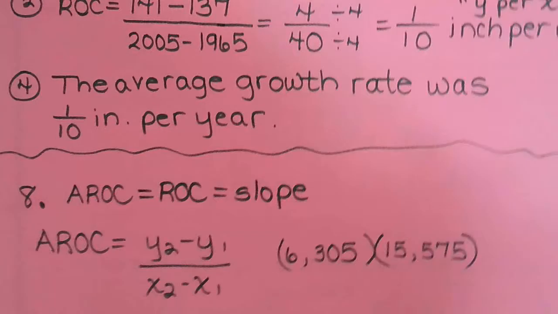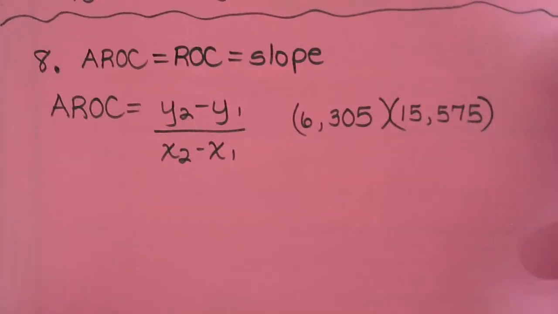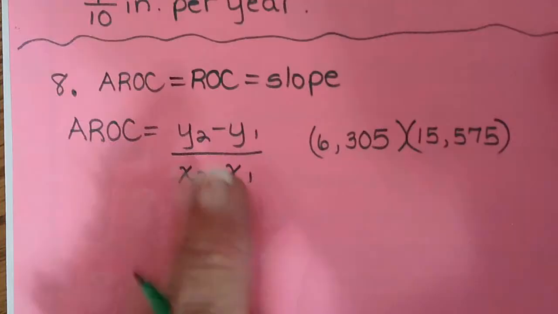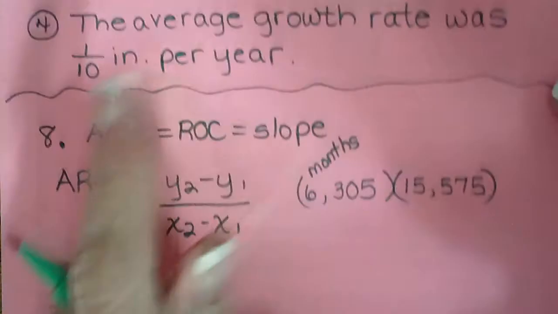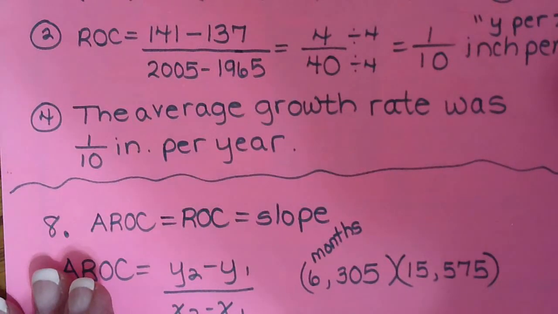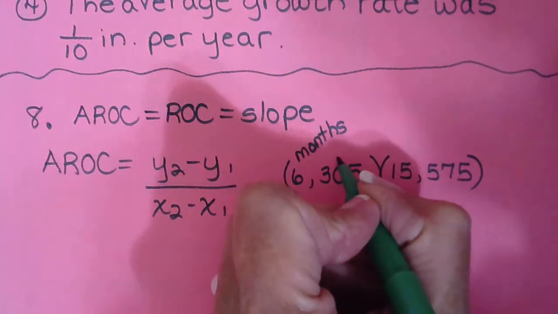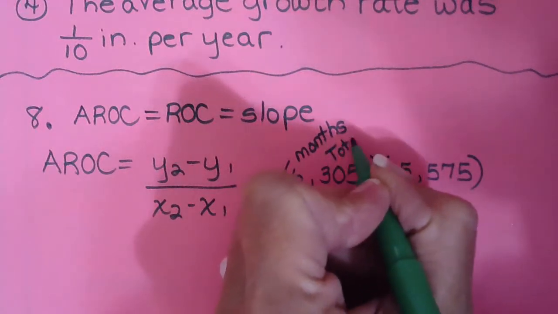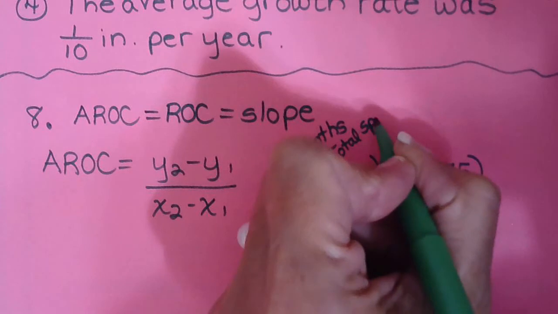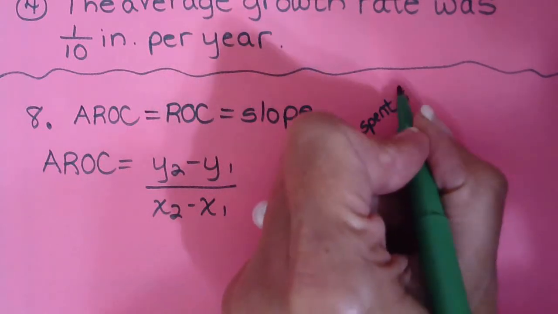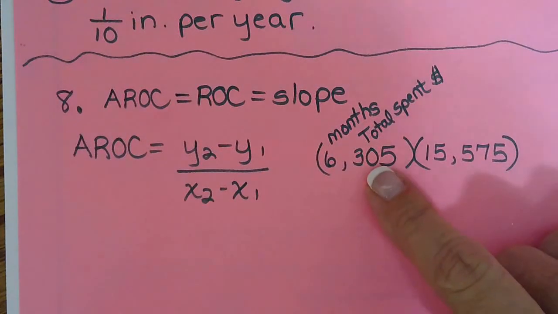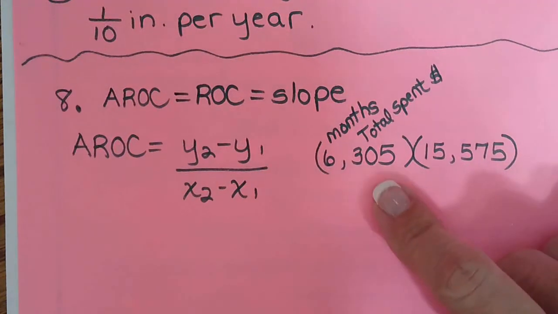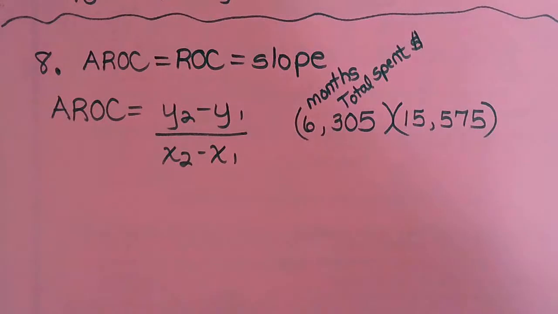And as I said before, you really do want to label these. So this was 6 months, right? Yep. So this is months. And the y is total spent in dollars. Okay. So that will help us when we label our rate of change, and it'll also help us when we go to write our sentence.